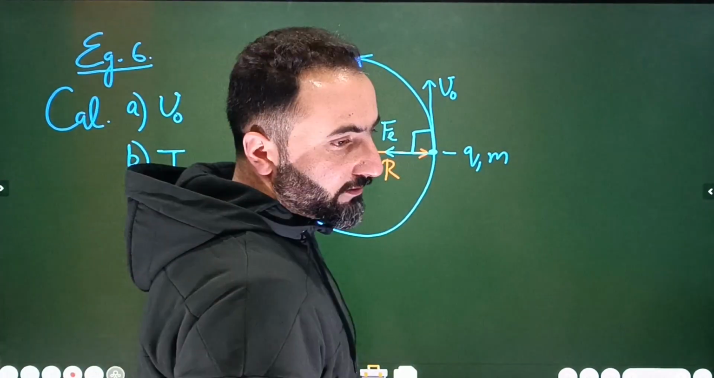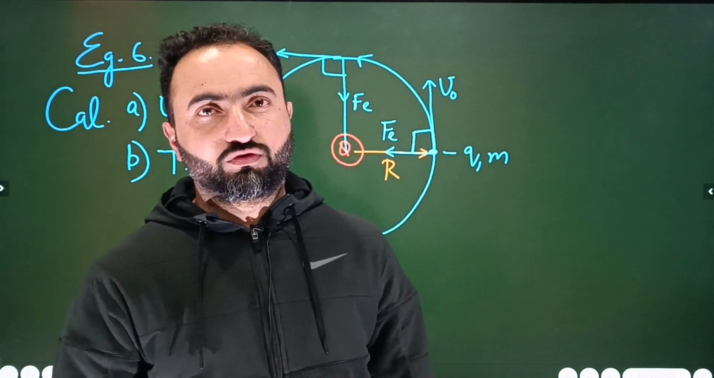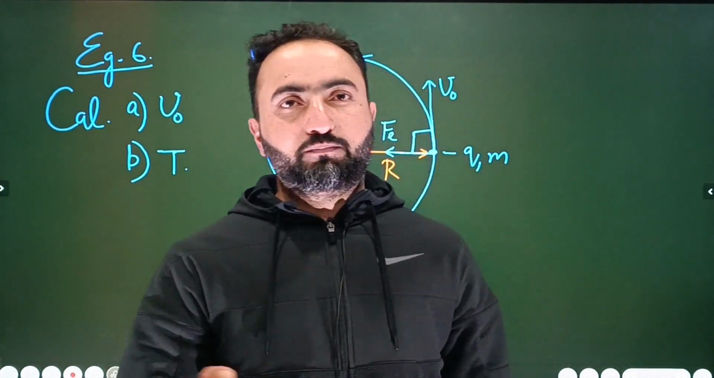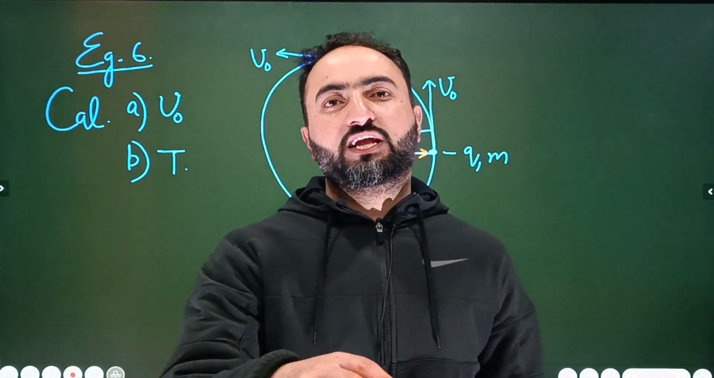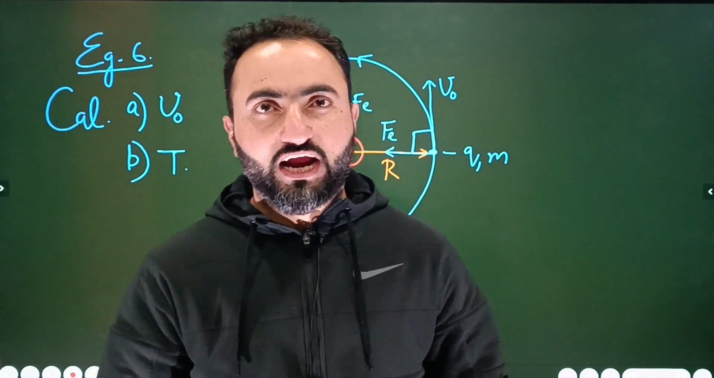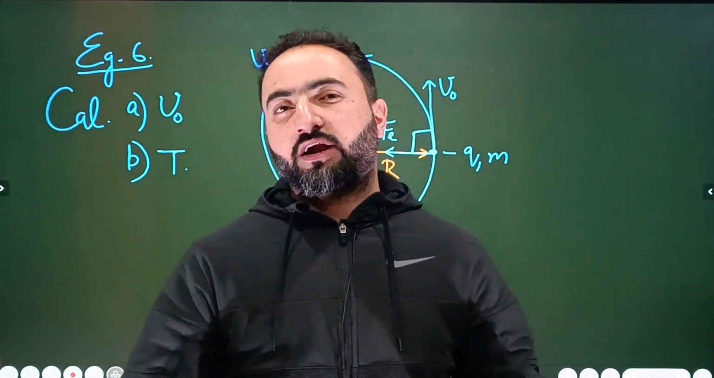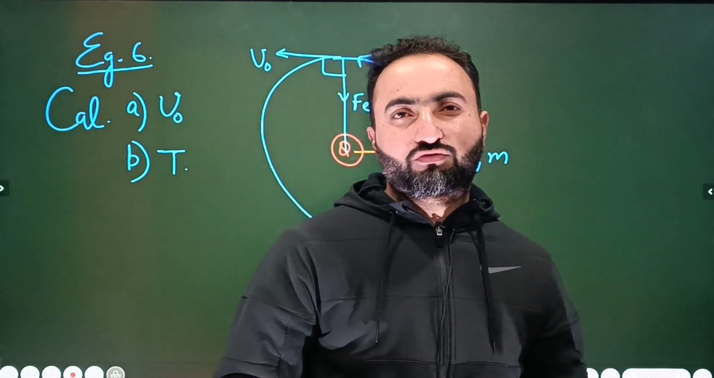Electrostatic forces in between them will provide necessary centripetal force, mv square divided by r. Play with the simple mathematical equation. You are finally ending up with what? With the orbital velocity. All right. And then you are supposed to calculate time period. It is quite easy.